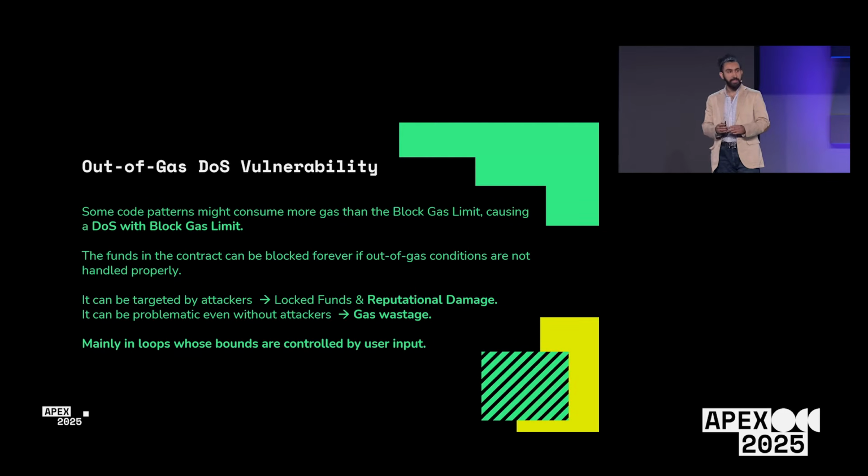And it's an interesting case because it could involve an attacker that tries to damage the reputation of a smart contract, and it can result in funds being locked in the smart contract. Or it could be just a poor coding pattern that results in gas wastage for the users using that smart contract. We've performed multiple analyses, and we found that over 90% of the smart contracts that are vulnerable to these specific vulnerabilities have at least one loop whose bound is controlled by input variables.